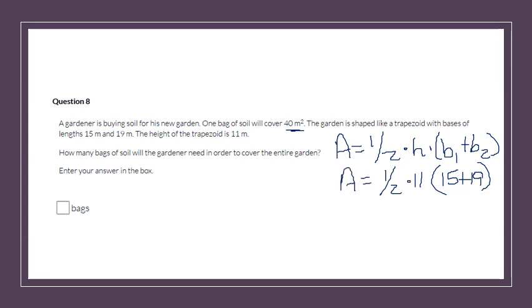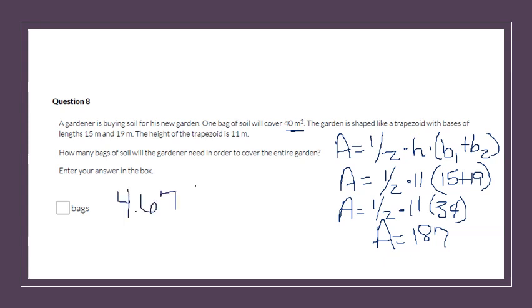So I'm going to multiply 1/2 times 11 times 34, and I get that the area of that is 187. Now to figure out how many bags they will need, I've got to divide 187 by 40, and I get that they'll use 4.675 bags, but they would need to buy 5 bags because you can't buy a portion of a bag at the store.